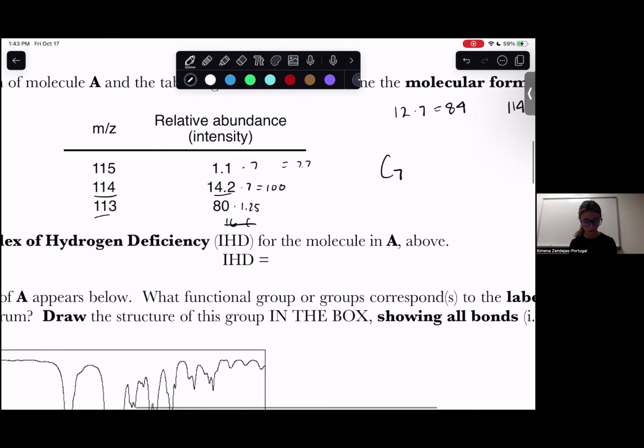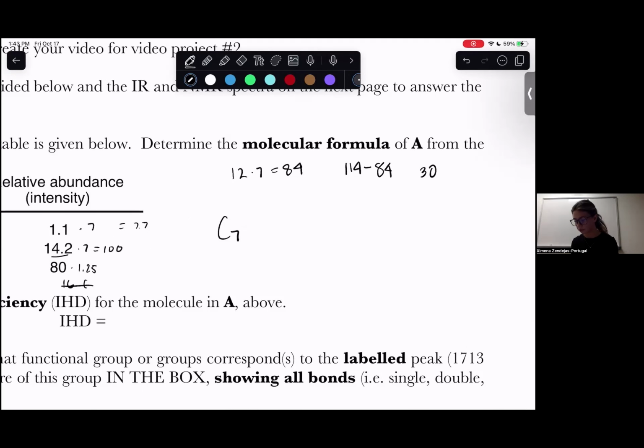And we also know based on this data that we don't have any halogens. So if we could just guess based on this that we have an oxygen in there. So if we minus 16 from 30, we end up with 14. And that would make sense for that to be our number of hydrogens.